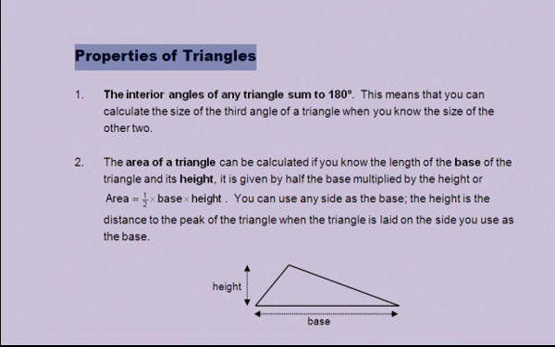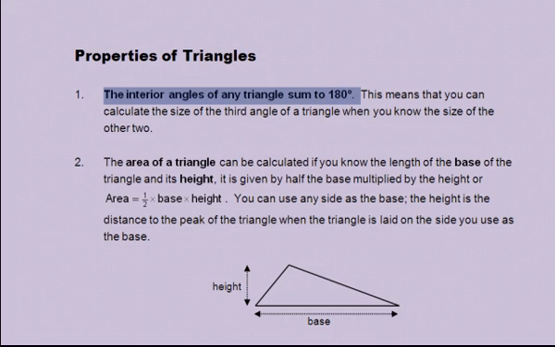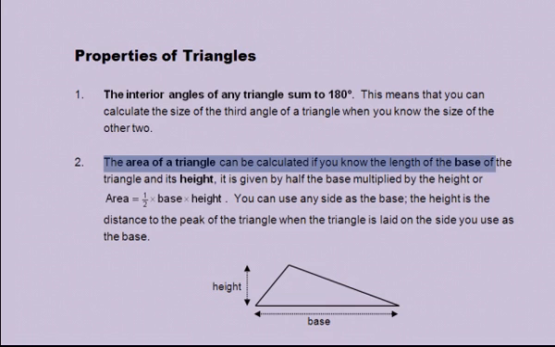Properties of triangles. 1. The interior angles of any triangle sum to 180 degrees. This means that you can calculate the size of the third angle of a triangle when you know the size of the other two. 2. The area of a triangle can be calculated if you know the length of the base of the triangle and its height. It is given by half the base multiplied by the height, or area equals a half times the base times the height.